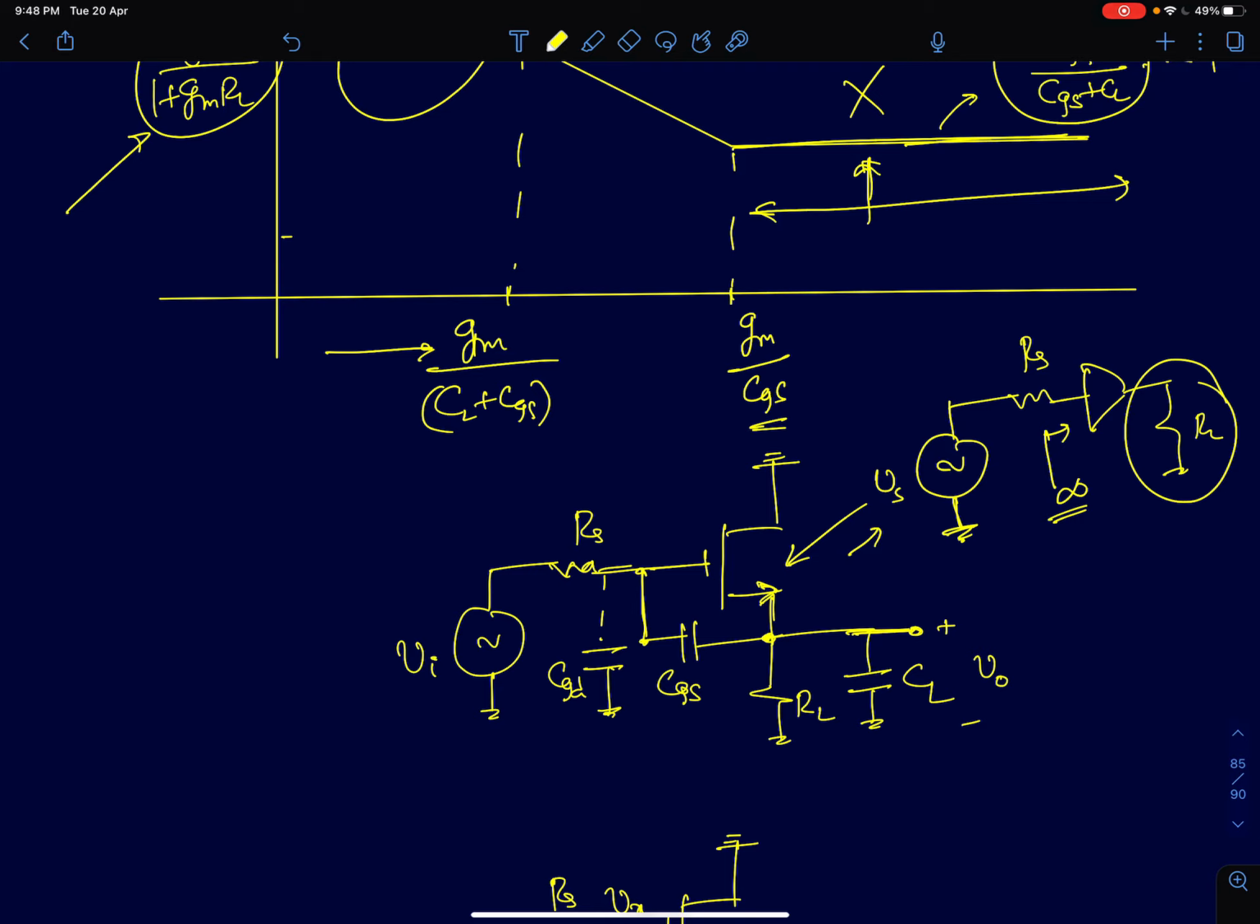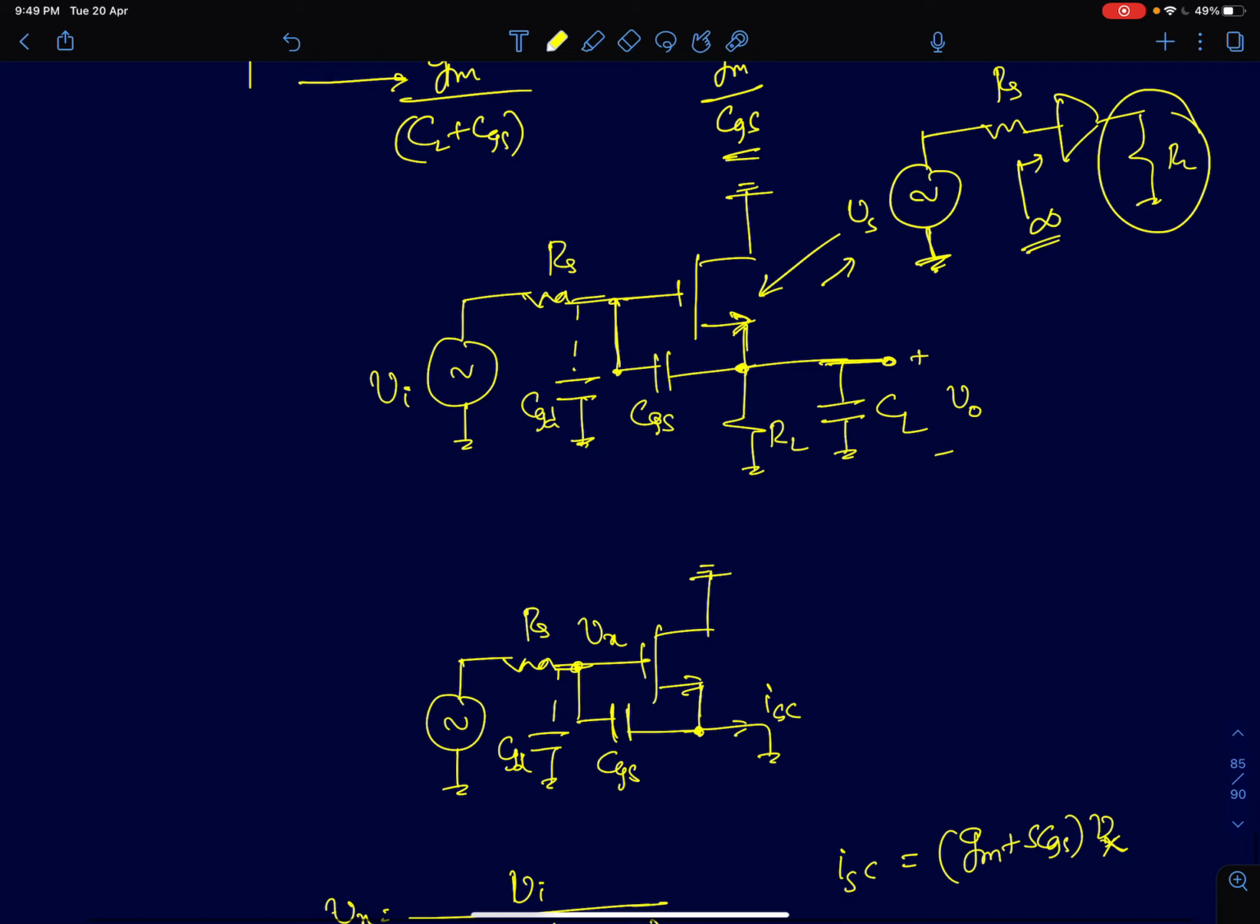Now again, the mathematical analysis becomes a bit more complicated. So I'll just tell you roughly how to do the analysis. I'm mainly going to show you that the zero location remains the same and roughly how the function will look. So to do that, we'll start with our standard procedure. We'll find the short circuit transconductance and then multiply it with the output impedance.